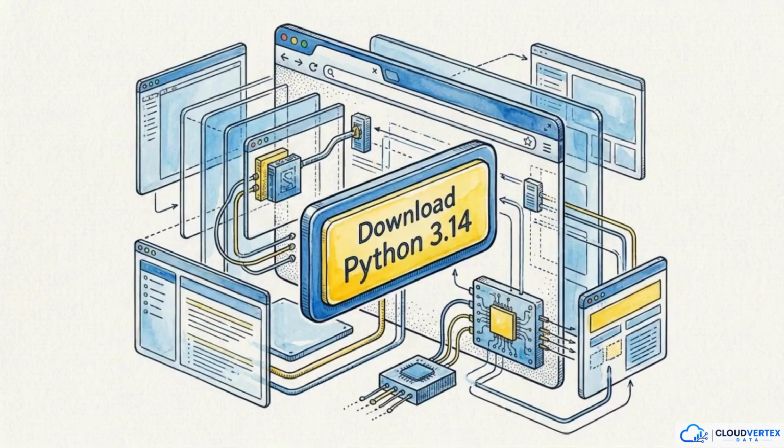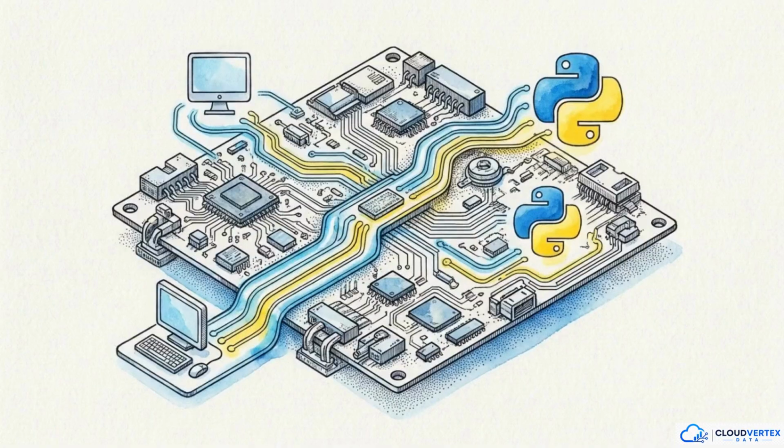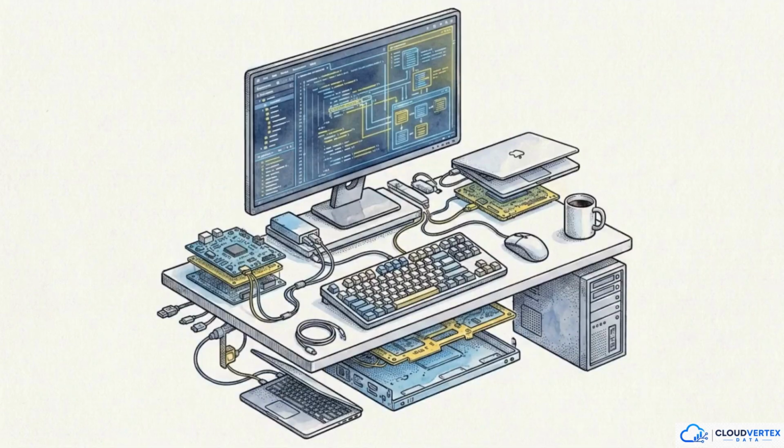To set up your own workspace, you simply download the latest version from python.org. During installation, there is one crucial box you must check: Add Python to Path. That ensures your computer's command line knows exactly where your new tools are. After that, you pick an Integrated Development Environment, or IDE, which acts as your digital workbench for writing code.